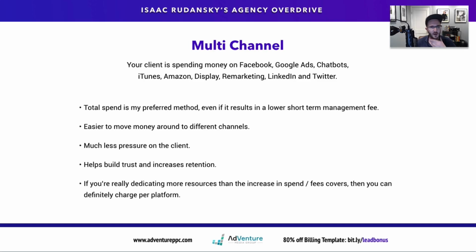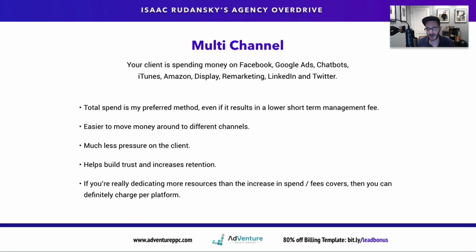Now, here's the next topic. Multi-channel marketing. Your client is spending money on Facebook. You're managing Facebook ads. You're managing Google ads. You're managing chatbots. You're managing iTunes. You're managing Amazon. You're managing display. You're managing remarketing campaigns on Criteo or Perfect Audience or AdRoll. You're managing LinkedIn ads, Twitter ads, right? So how do you charge? Do you charge a base fee and a separate bracketed system or a separate percentage for every different channel? Or do you lump them together in one total marketing spend?